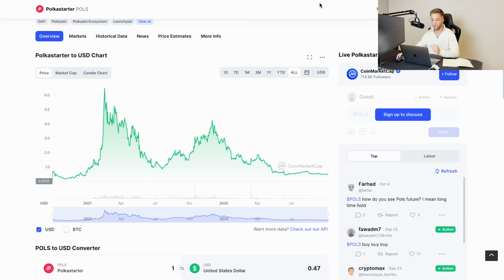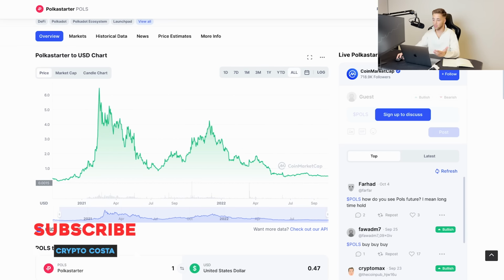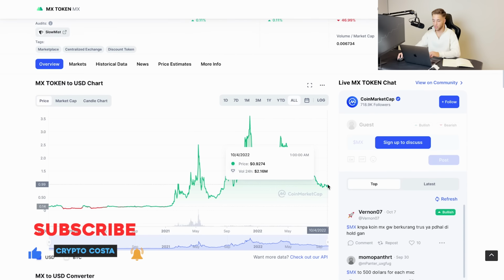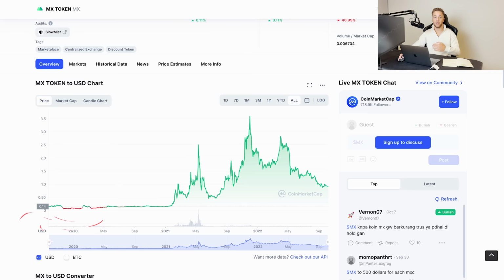If you take a look now, for example, at different Launchpads like Polka Starter, the current price is 0.4 USD. At the all-time high it was like $6. The same with the MEXC token: right now it's 0.9, and the all-time high was like 3.5 USD. In my opinion, this is a good time to get involved in Launchpads, because they give you an amazing opportunity to invest into these small projects at the very beginning.